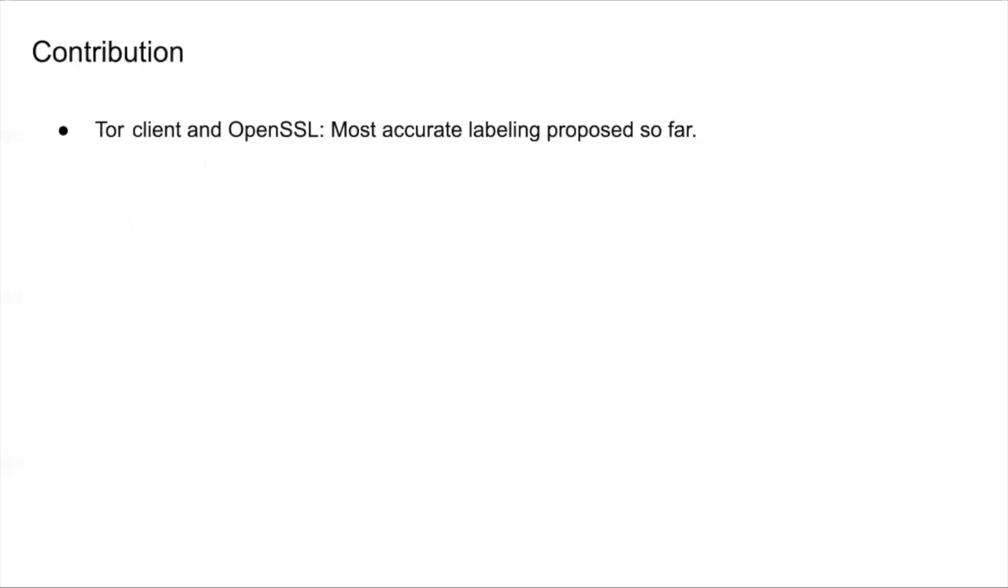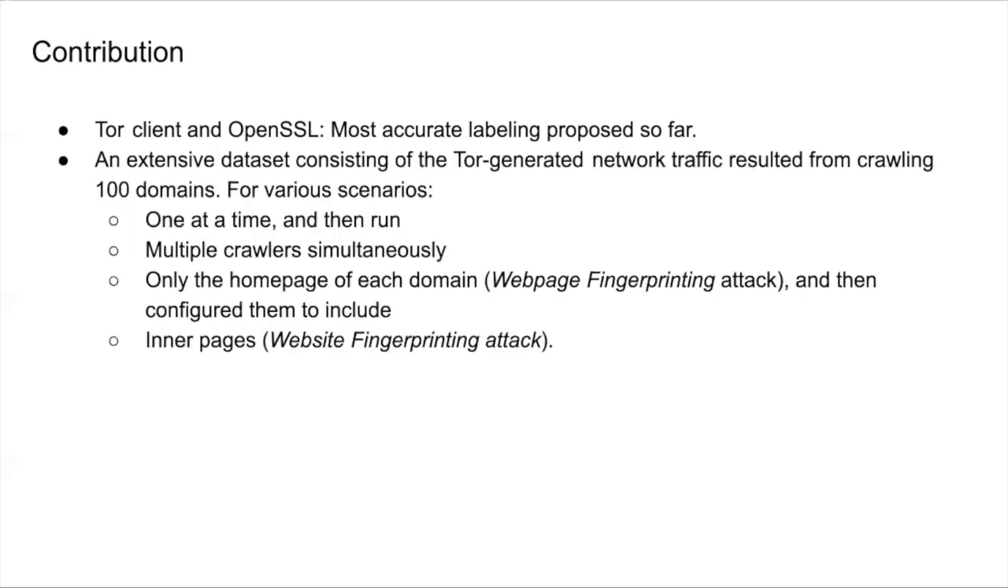In terms of contributions, we changed the Tor client and OpenSSL library to achieve the most accurate labeling process that's been proposed so far. As a result, an extensive dataset consisting of Tor-generated network traffic resulting from a crawling of 100 domains was achieved, mainly for multiple scenarios. For example, in one scenario, just one website at a time was crawled. In another one, multiple crawls were running simultaneously.